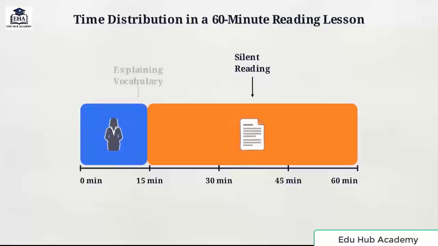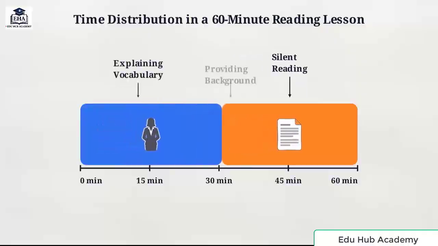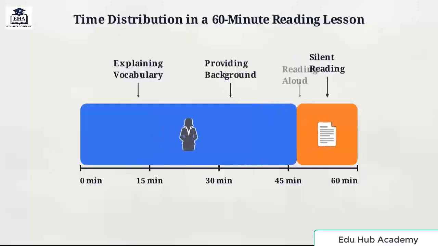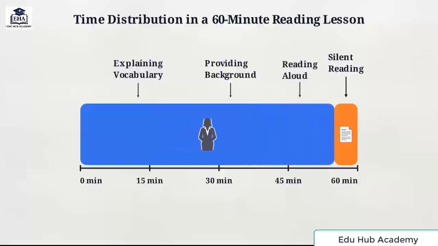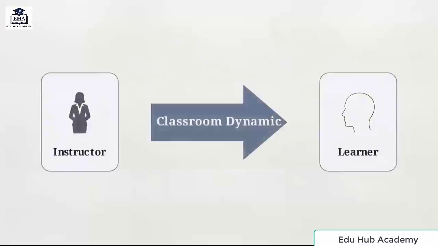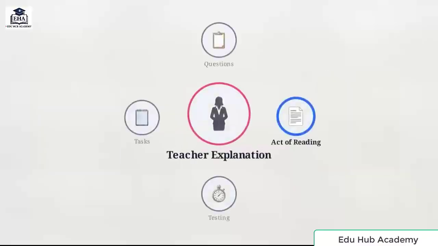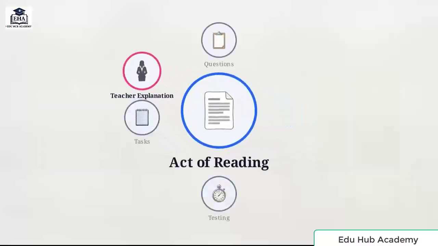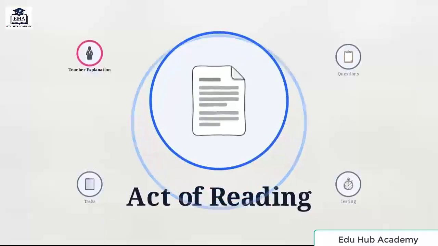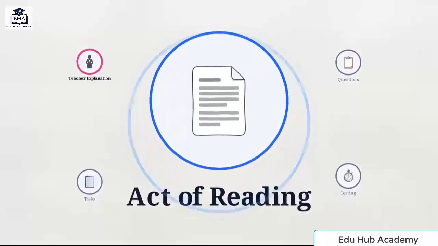The clock is quickly eaten up by the teacher explaining vocabulary, providing background, and reading aloud. By the time the students actually engage with the text, the central activity of silent reading has been squeezed into a tiny fraction of the hour. Ray Williams proposed a framework to reverse this classroom dynamic. His core principle centers the learner's cognitive process by making the act of reading the primary activity of the lesson.